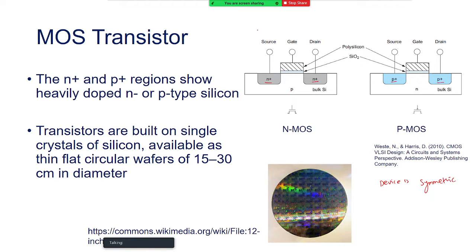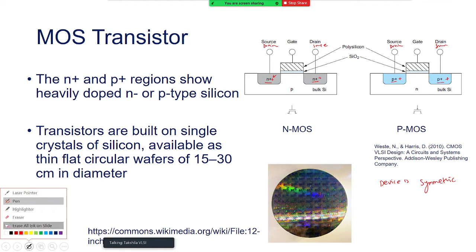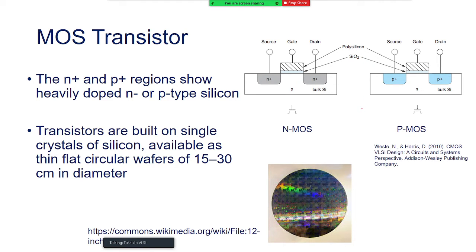What does it mean? Can I call this a source, as I wrote here? Can I call it a drain, and can I call it a source? Yes, because it's a symmetric device. Here also I can define this as my drain and this as my source. So as I said, the N plus and P plus regions are heavily doped. That's why we indicate them with the plus sign. If I show N plus plus or P plus plus, it means very heavily doped, right? It depends on how the transistor is fabricated.